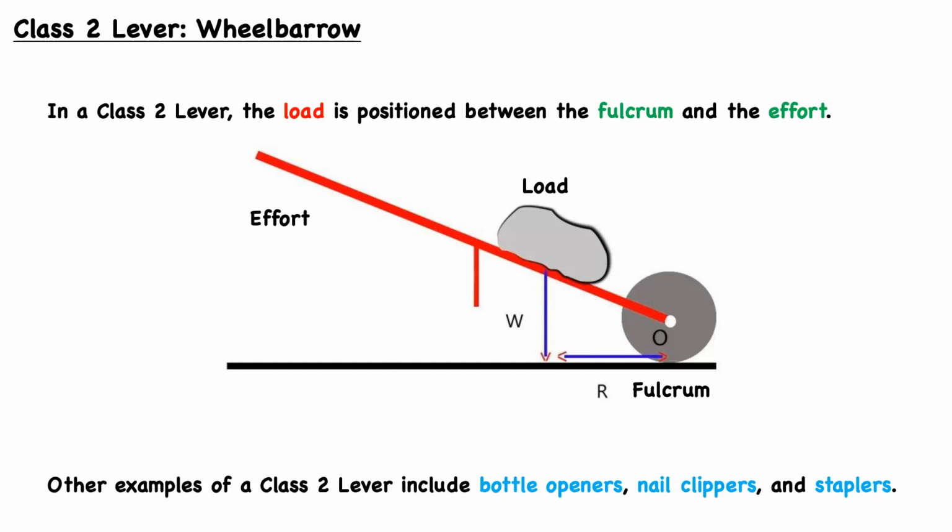And again, defined as a Class 2 lever, this means that the load will be in between the fulcrum and the effort. And in a wheelbarrow, you're applying the effort to the handles. The load sits within the basket of the barrel in the middle of the system, and then the fulcrum or the pivot is the wheel. So as you apply effort to lift the handles and lift the load, it will pivot about this wheel. And some other common examples of a Class 2 lever are bottle openers, nail clippers, and staplers.